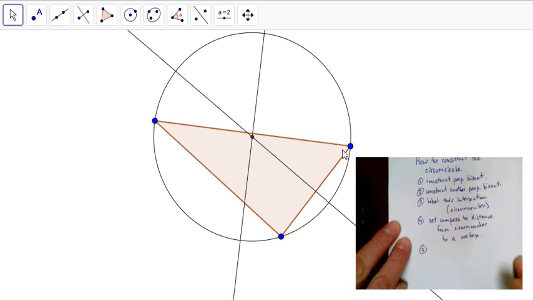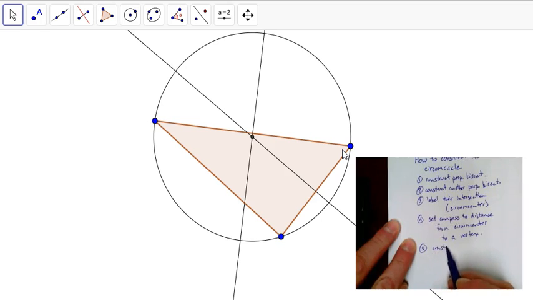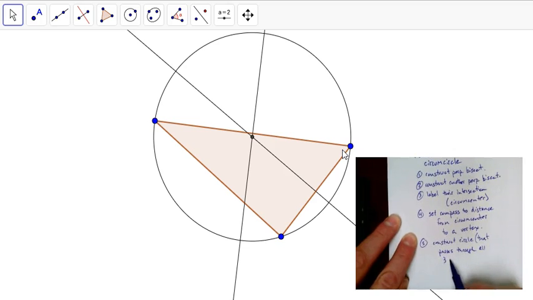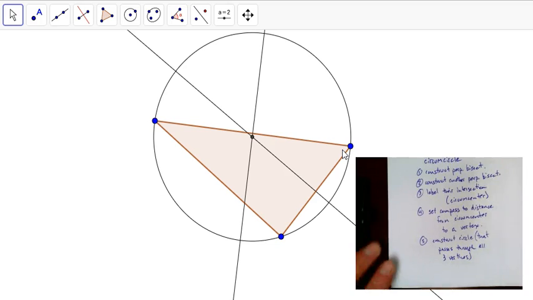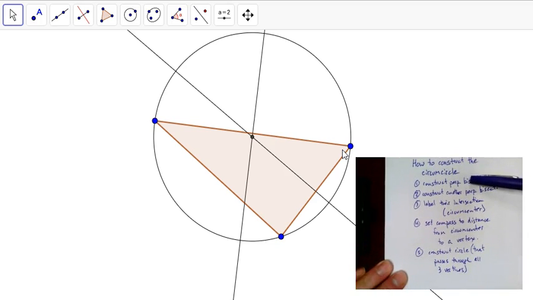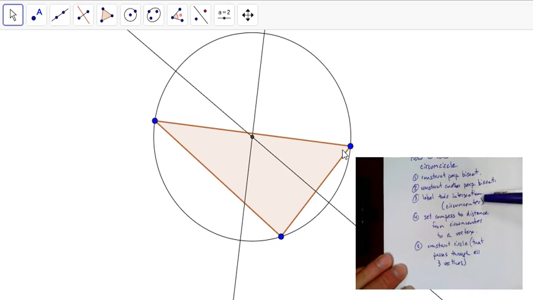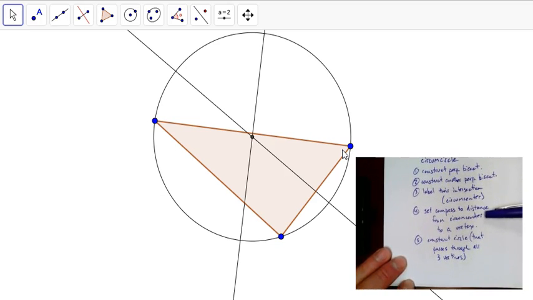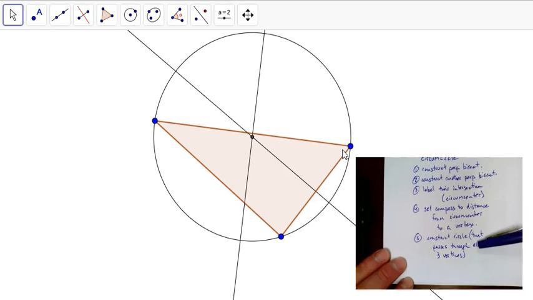So our last step, construct circle, I'll put in parentheses, that passes through all 3 vertices of the triangle. So again, first thing we did, we constructed one perpendicular bisector, then we constructed another, we labeled their intersection, we set our compass to the distance from the circumcenter to one of the vertices, and then we do a circle that passed through all 3 vertices. There you go. Good luck.